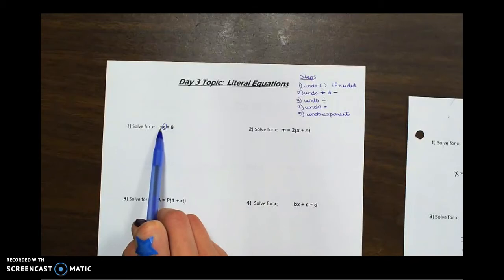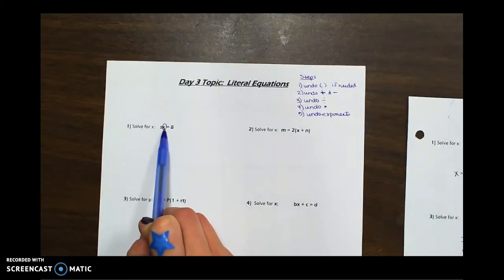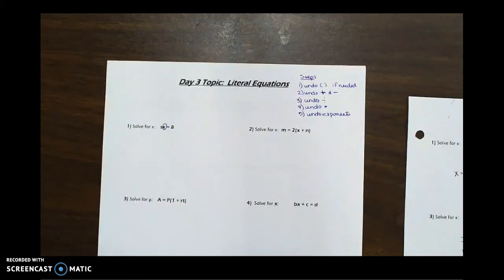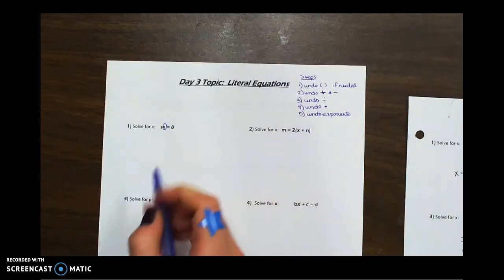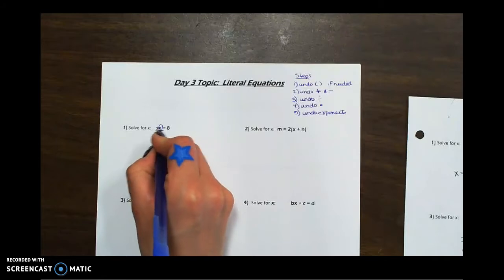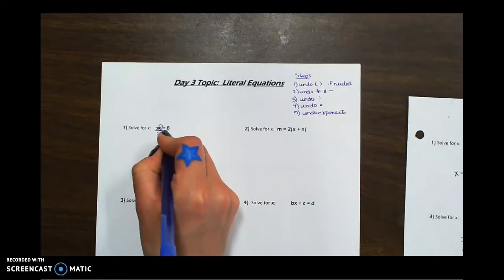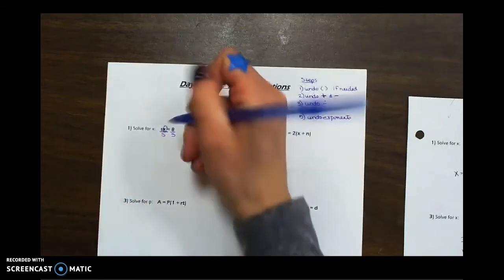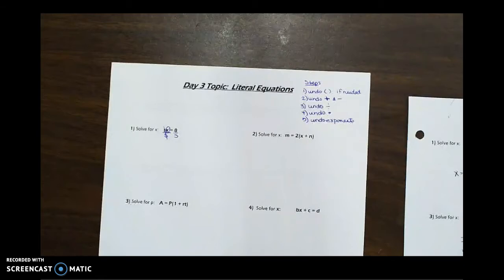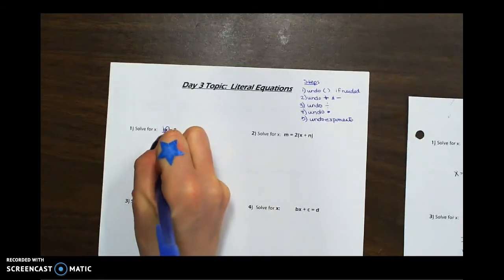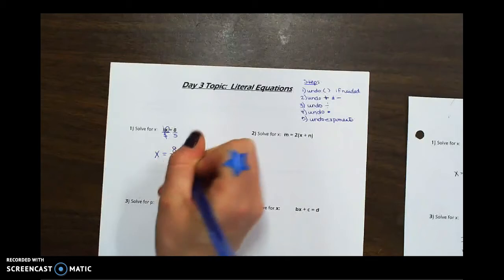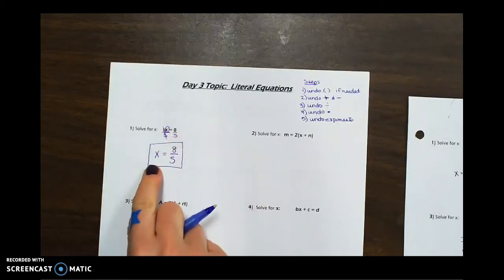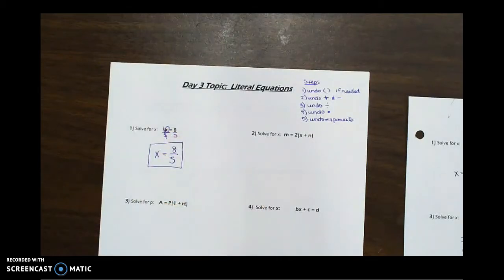Undo multiplication. Let's take a look. The s and the x are touching. If two variables are next to each other, that means there's multiplication there. So how do we undo multiplication? Well, we're going to use division. So we're going to divide both sides by s, because by dividing by s, the s's here are going to cancel. And our final answer is x equals 8 over s. And now we have solved for x.